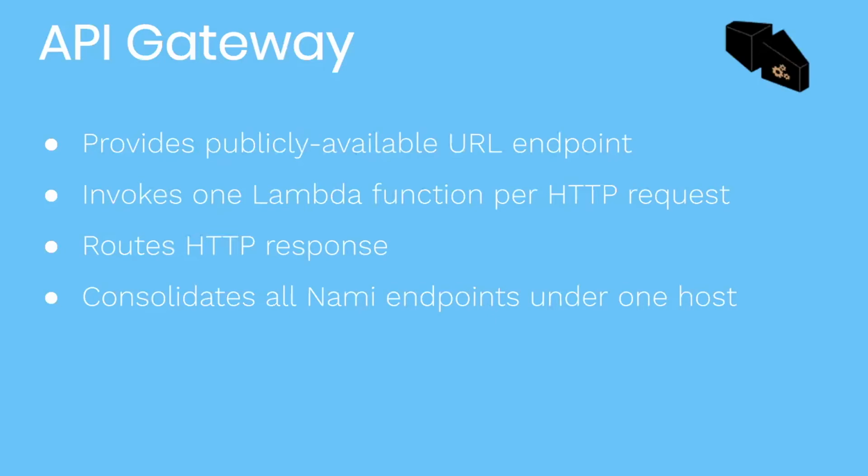Also, if a user deploys multiple instances of Nami, so one for different webhook subscriptions, we do consolidate all of those endpoints under one host. And we do that instead of creating a new gateway for each one, so as not to strain the overall per account limit that AWS imposes for number of gateways.